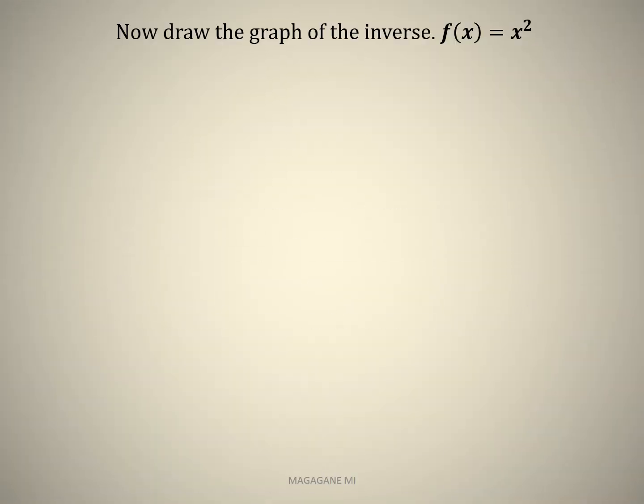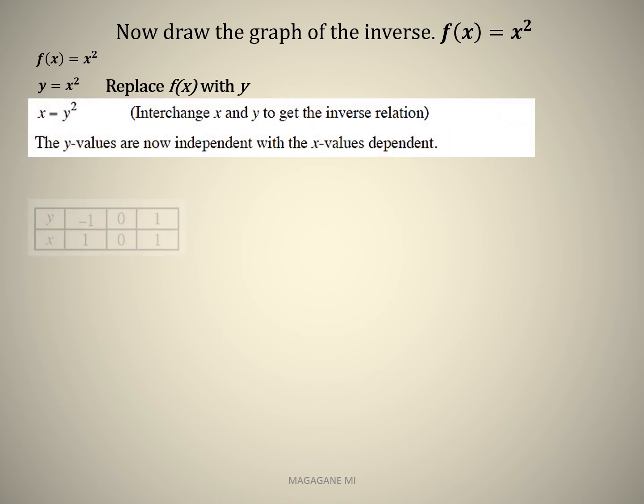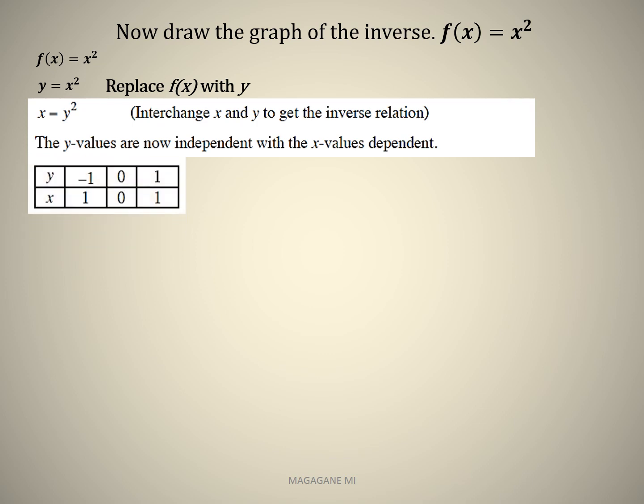Let's look at how to draw the inverse of a many-to-one function, f of x equals x squared. Firstly, we start by replacing f of x with y. Then we interchange x and y, and we have x equals y squared. The y values are now independent and the x values dependent. Therefore, y squared equals x.